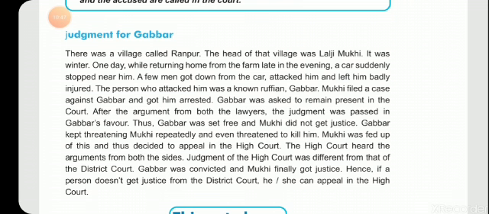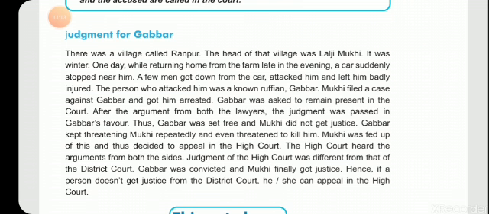Gabbar kept threatening Mukhi repeatedly and even threatened to kill him. Now what has this Gabbar done? He used to threaten Mukhi, and even threatened that he would kill him. Mukhi was fed up of this and thus decided to appeal in a high court. So when he didn't get the needed justice in the lower court, he went to the high court.